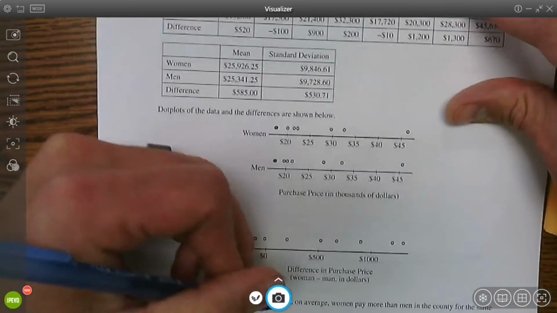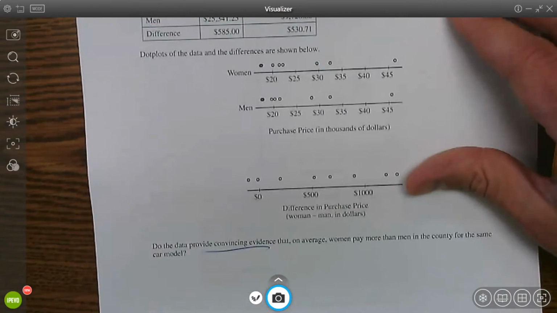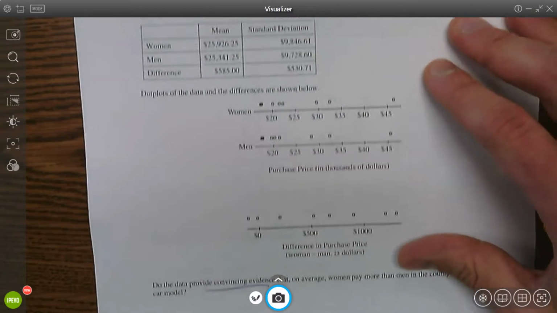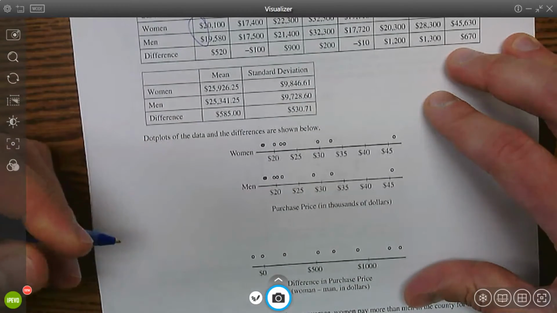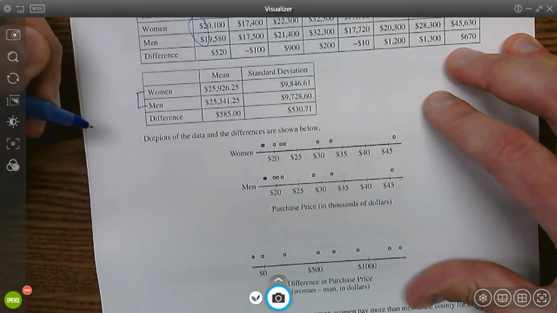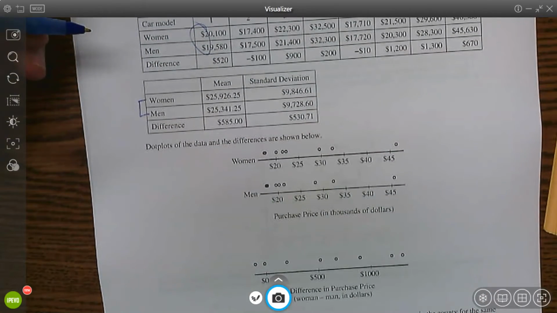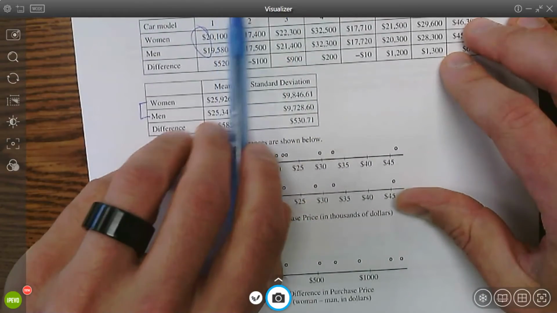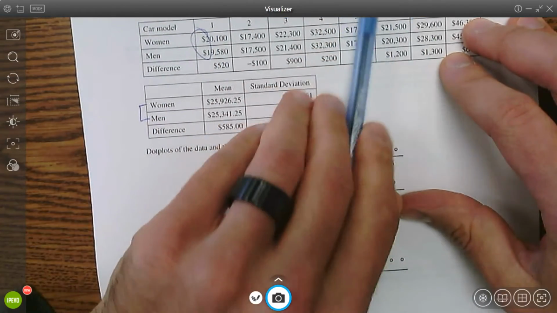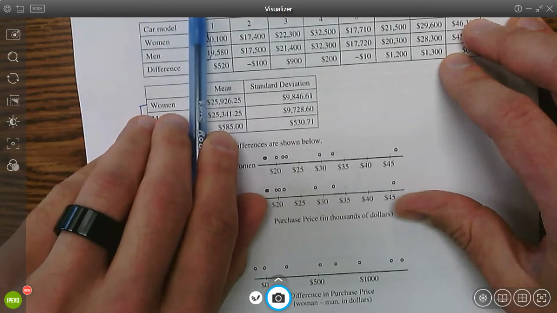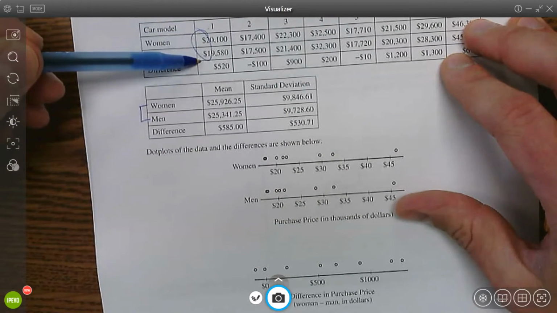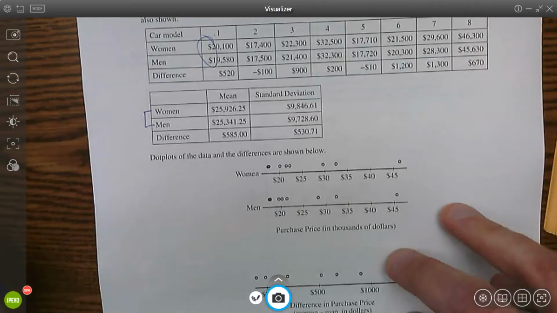Question 5, convincing evidence. This is a test. Tells me that right there. Now I need to think, is it categorical or quantitative? I see units. This is quantitative. Is there one group or two? There's 2 groups, men or women. Are they paired? I don't think so. The process, 8 selected car models. Yes, because for the same car model. So it's the same car model, they're paired. You have women and men. So this looks like a paired t-test. Paired t-test.